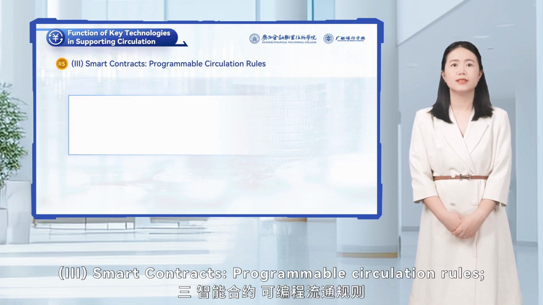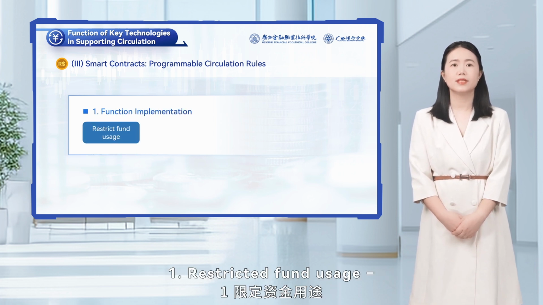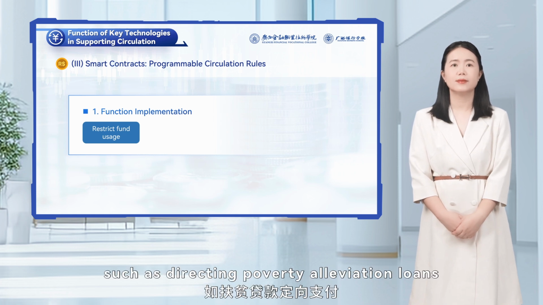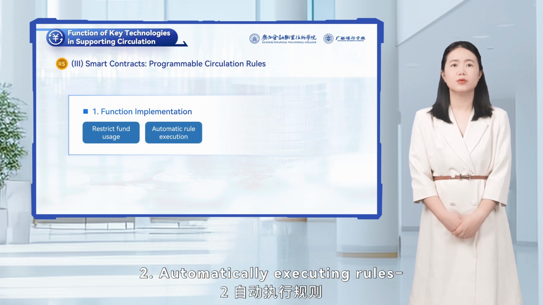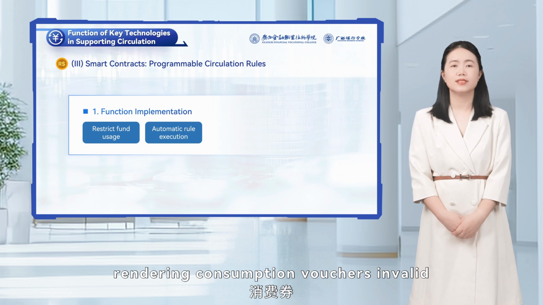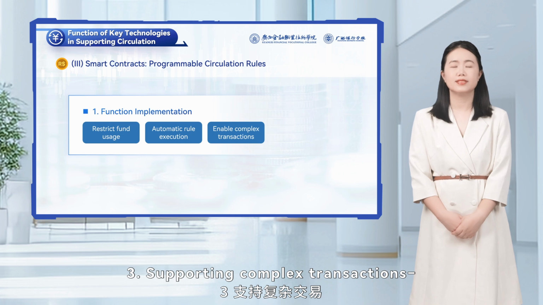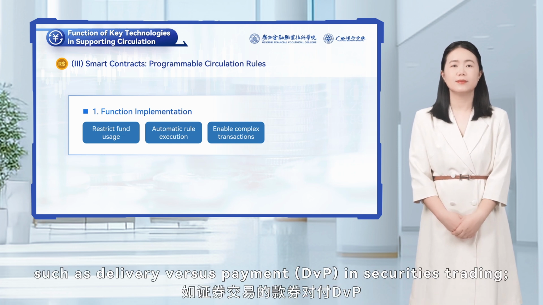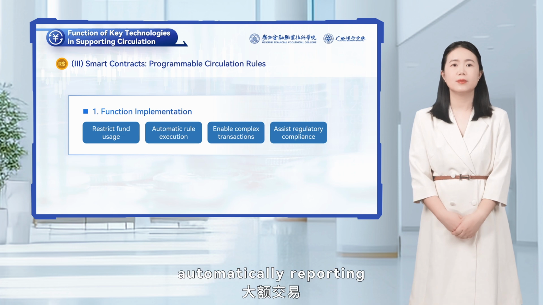3. Smart contracts. Programmable circulation rules. Functions enabled by smart contracts include: 1. Restrictive fund usage, such as directing poverty alleviation loans to designated merchants. 2. Automatically executing rules, for instance, rendering consumption vouchers invalid once they expire. 3. Supporting complex transactions, such as delivery versus payment, DVP, in securities trading. 4. Assist regulatory compliance, automatically reporting large value transactions to authorities.